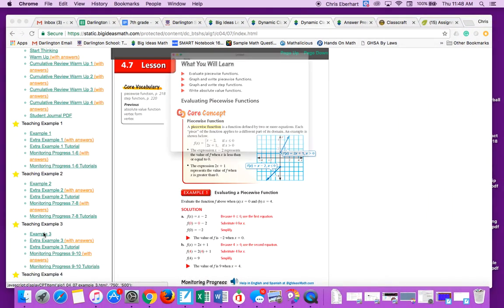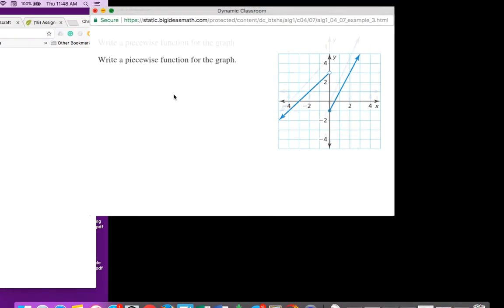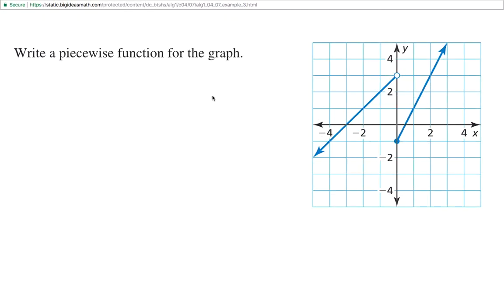All right, next example, example 3, write a piecewise function. So doing the opposite. Before, I gave you the function pieces, and you made a graph. Now here's the graph, make a function.